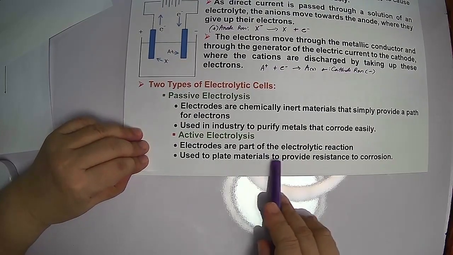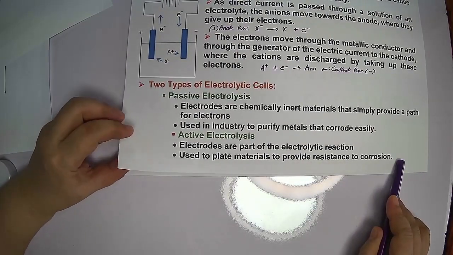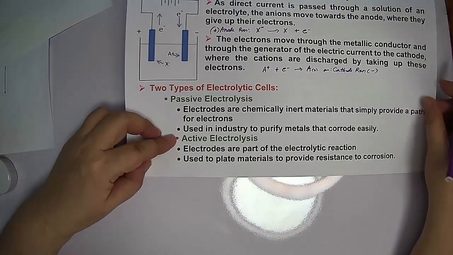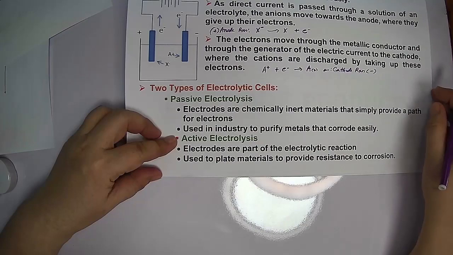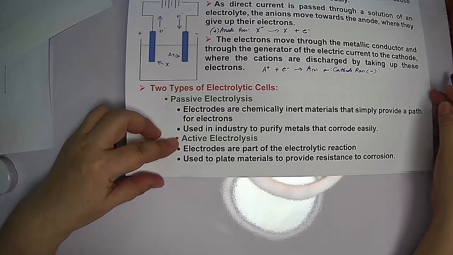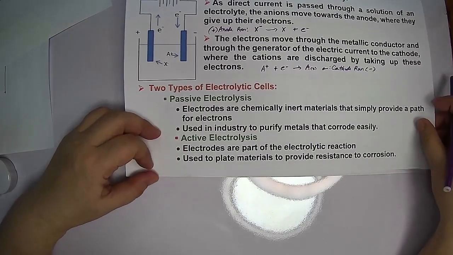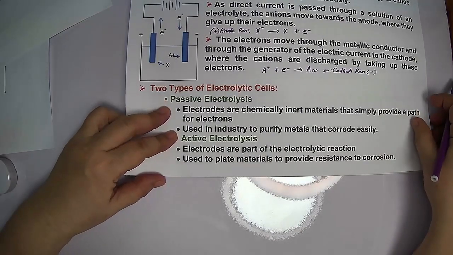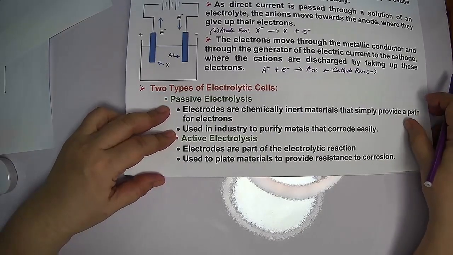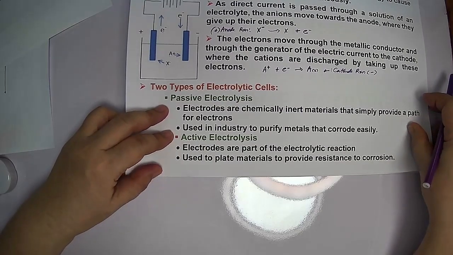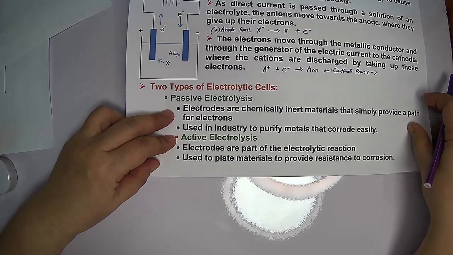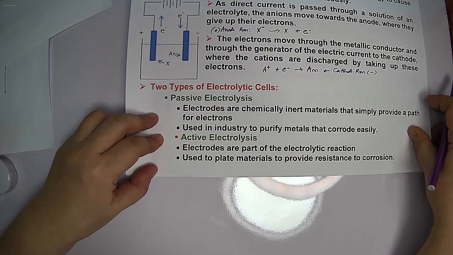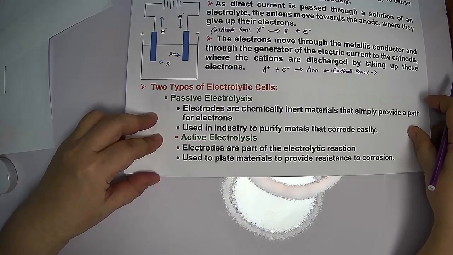So, to plate materials to provide resistance to corrosion. Say, in the jewelry industry, electroplating is an example of active electrolysis, where the electrodes are part of the electrolytic reaction. In a passive electrolysis, inert electrodes are used. They are chemically inert, meaning they do not participate in the electrochemical reaction in the electrolytic cell. An example of a chemically inert material for electrode is platinum.